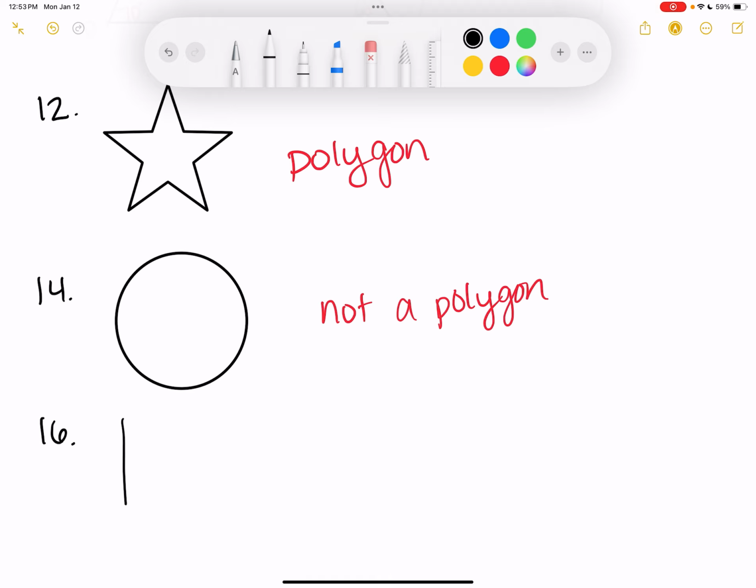16. Is this square a polygon? Yes. Yeah, this homework looking easy. Hopefully.